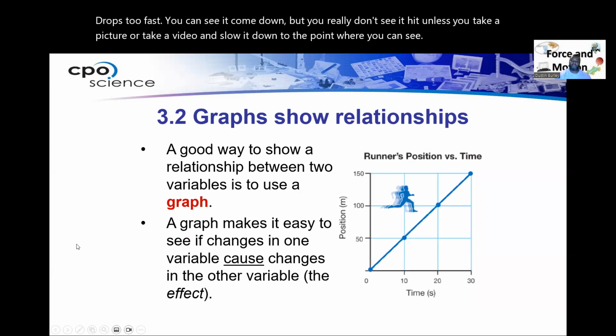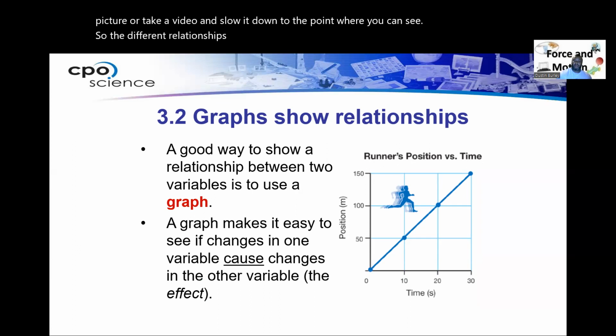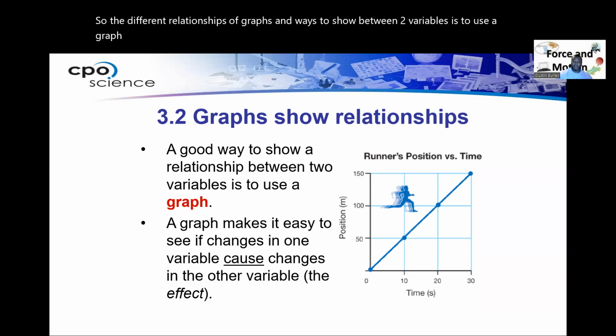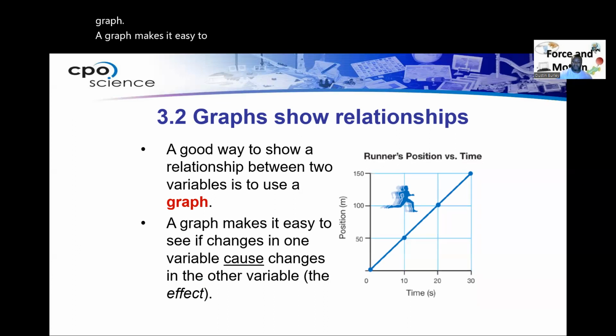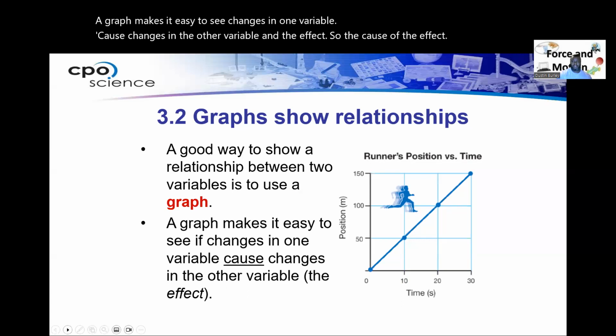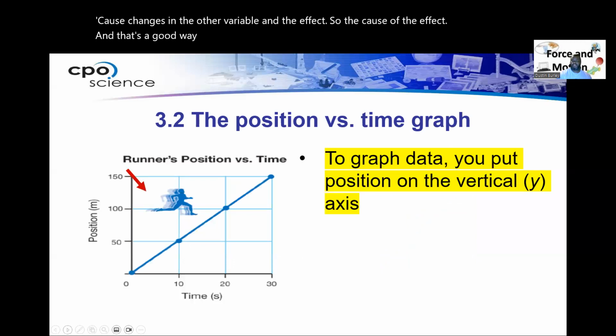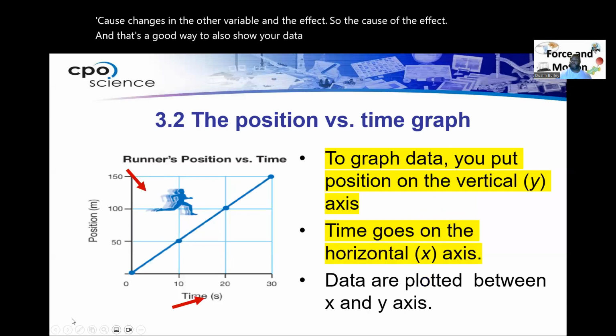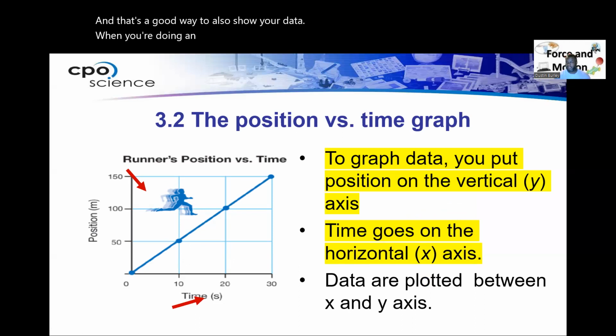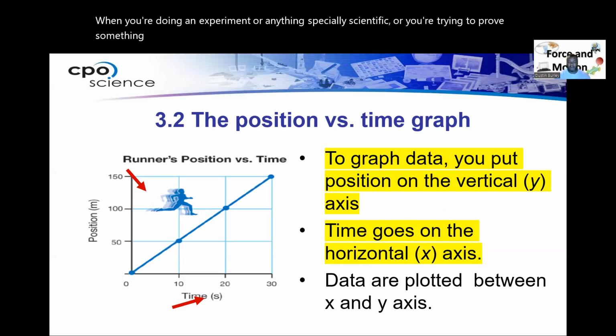So, the different relationships of graphs: a way to show the relationship between two variables is to use a graph. A graph makes it easy to see changes in one variable because of changes in the other variable, the cause and the effect. That's also a good way to show your data when you're doing an experiment, especially a scientific one, or when you're trying to prove something. Graphs usually help out, especially with numbers.